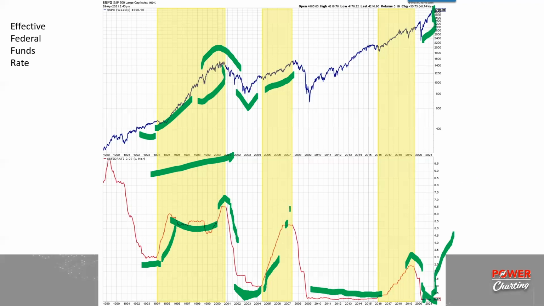This is 2 years right here. Actually, call it 3 years. This is 1, 2, 3.5 years. This is 1, 2, 3, 4, 5, 6.5 years. Now, I'm not saying it has to take that long, but there's going to be a period of time where rates are going to go up while the stock market's going up, and we haven't even started that process yet.